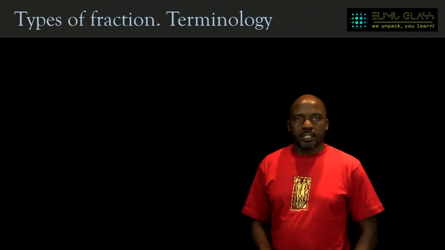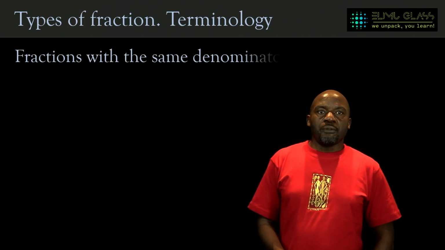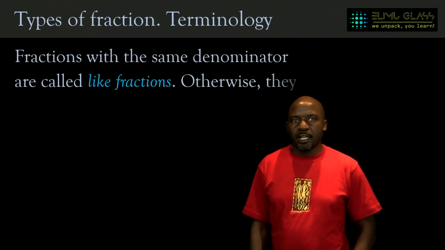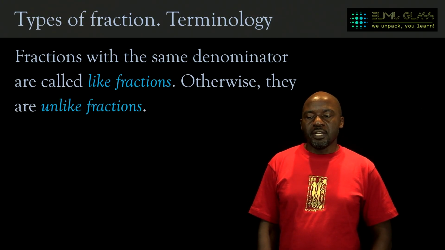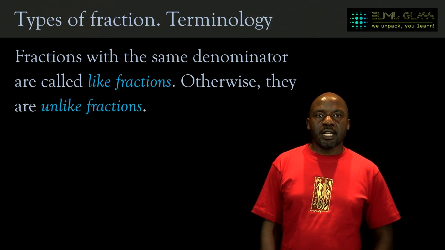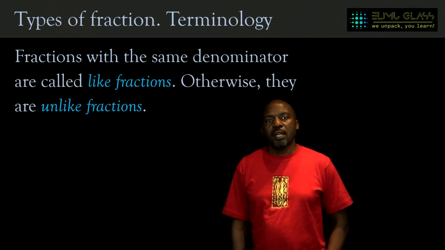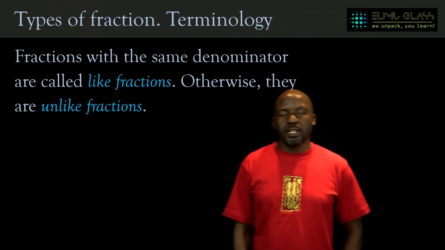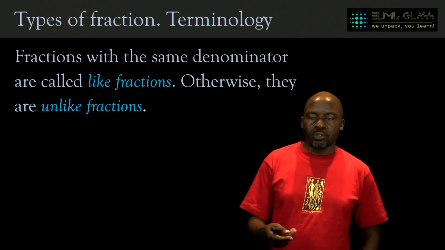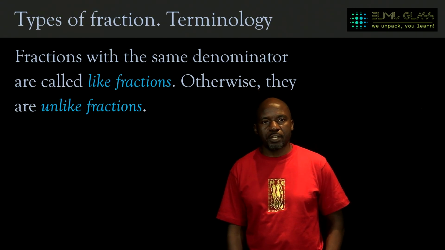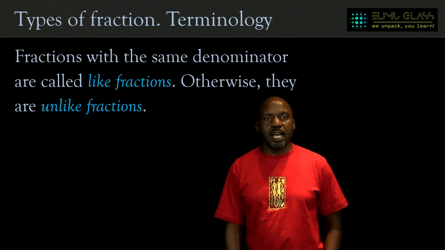Okay, we are still looking at types of fraction. Fractions with the same denominator are called like fractions. Okay, if the denominators are not the same, then they are unlike fractions. So you need to know that if fractions share the same denominator, like a third and 2/3, so if the denominator is the same for two fractions, we refer to them as like fractions.